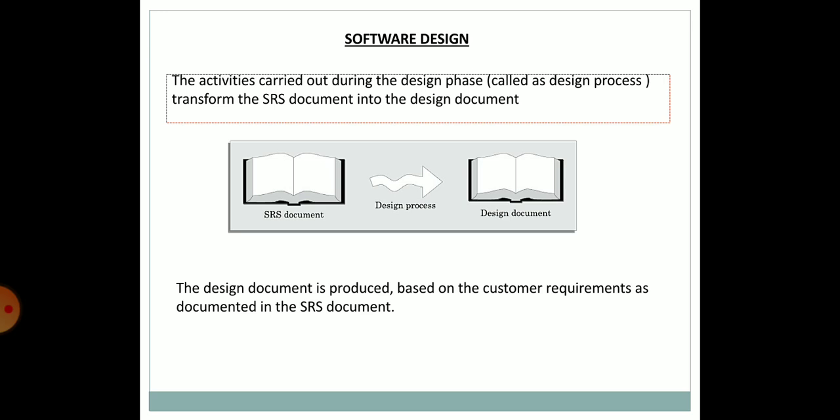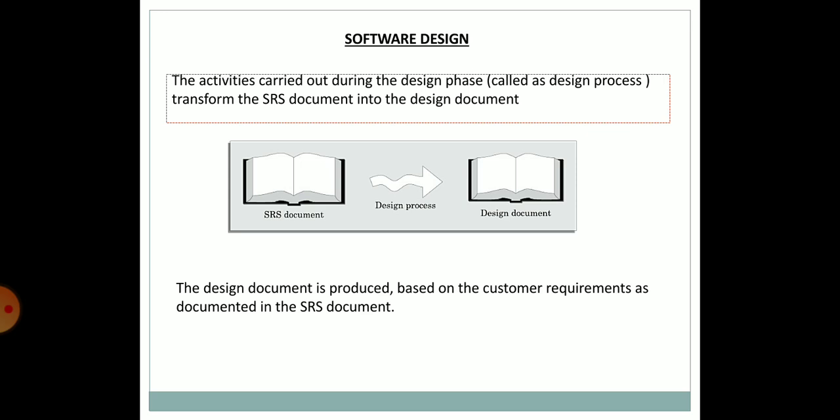As we see in the figure, the SRS document is transformed to a design document through the activities carried out in the design process. The design process contains some activities. These activities transform the SRS document into a design document. The requirements specified by the customer will be there in the SRS document. Based on the SRS document, a design document will be produced. The activities carried out to transform this SRS document into a design document are called the design process.